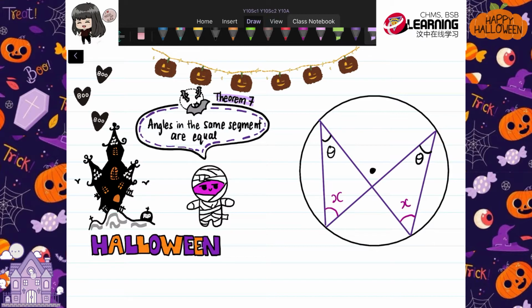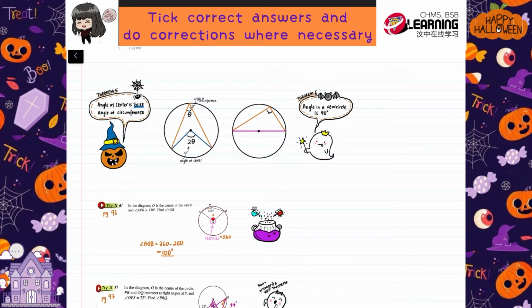Okay, so today's lesson, we're gonna cover theorem number 7. Don't forget to copy theorem 7 down. Alright, so let's check out the previous homework first. Let's recap what we have learned last lesson.